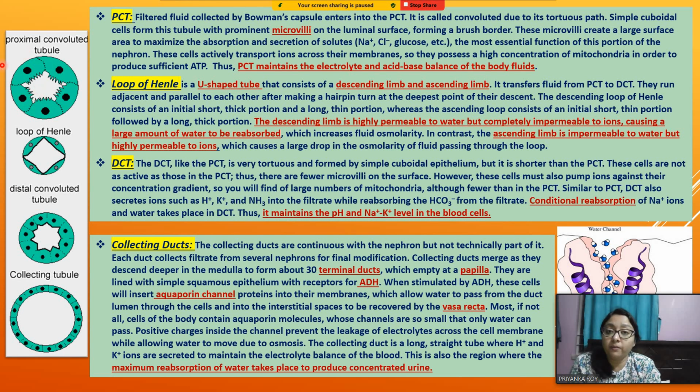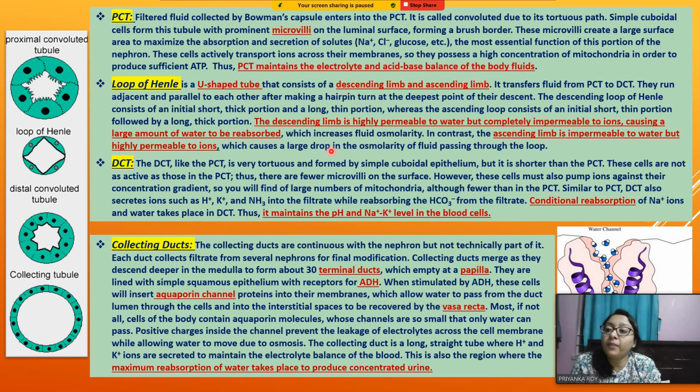So the most important function of this is the transport of these ions across the membrane, and they possess a high concentration of mitochondria because they actively transport ions. Active transport means that's involving ATP, so that it can produce sufficient amount of ATP. So they have a high number of mitochondria in this part of the renal tubule. Now the PCT maintains the electrolyte and acid-base balance of the body fluids.